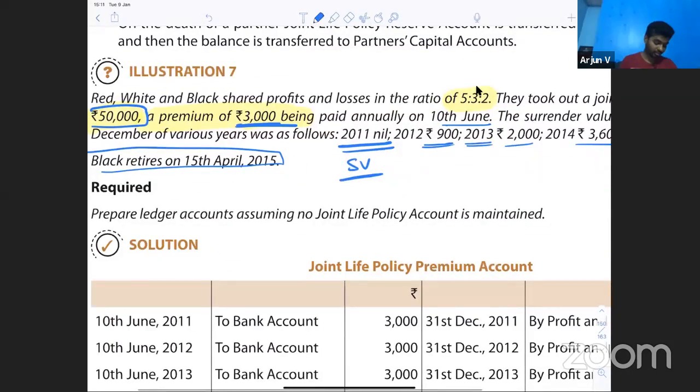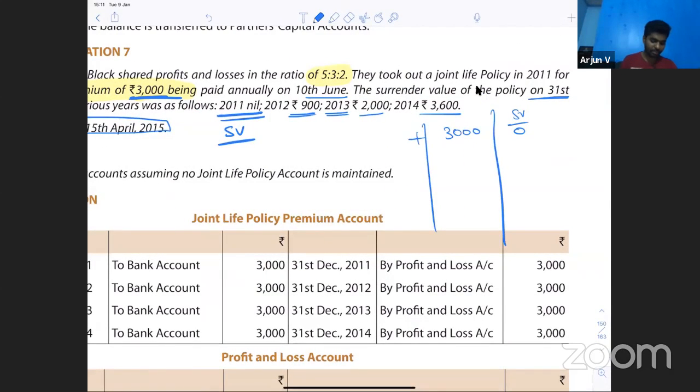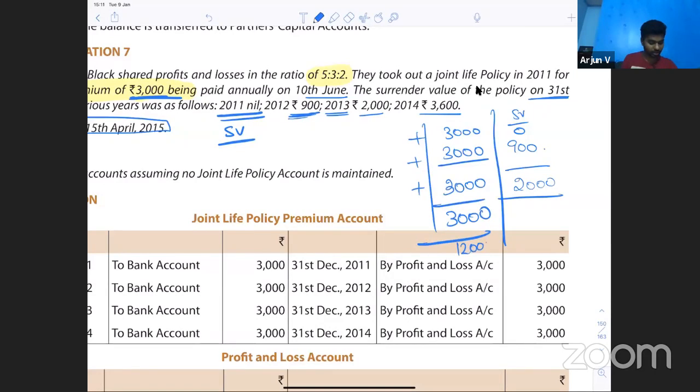Second year, first year they paid a premium of 3,000, surrender value was 0. Second year they again paid 3,000, so the total premium paid is 6,000. The surrender value they get is only 900. Third year he again paid 3,000, surrender value became 2,000 rupees. Fourth year he paid 3,000, so totally this guy has paid 12,000, but the surrender value continues to be 3,600. You might ask a question saying, sir, why is the surrender value lower? See, I'm trying to cover the risk of your death, not for retiring.